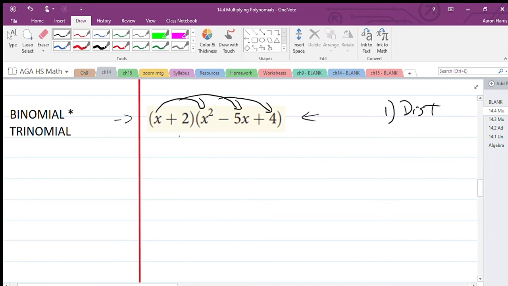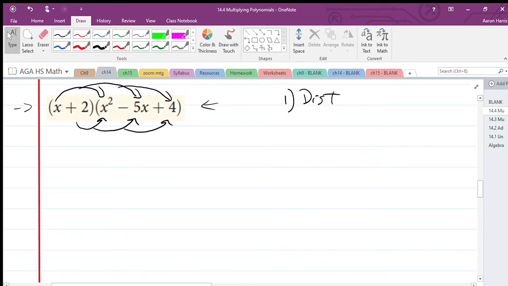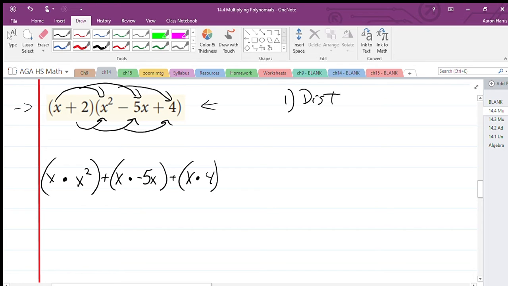Now I do the same thing with the 2. 2 times x squared, 2 times negative 5x, 2 times a positive 4. So now I have 6 different multiplications that I actually have to do. Okay, so here we go. x times x squared. Add to it x times, and what's the second term? A negative 5x. Add to it x times what? 4. So that's x times every term in the first one.